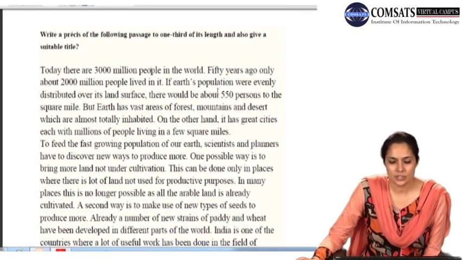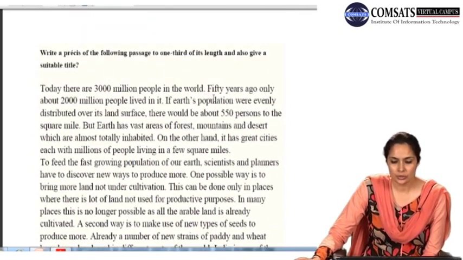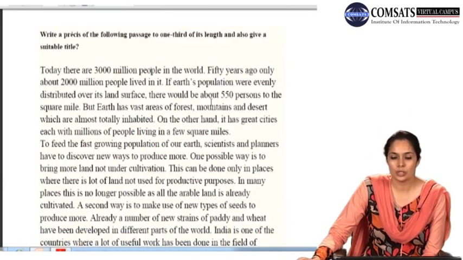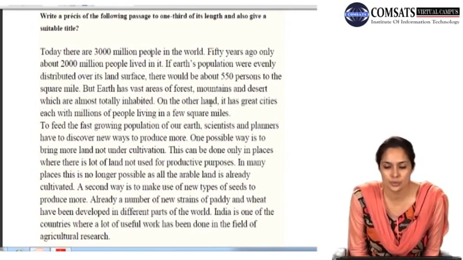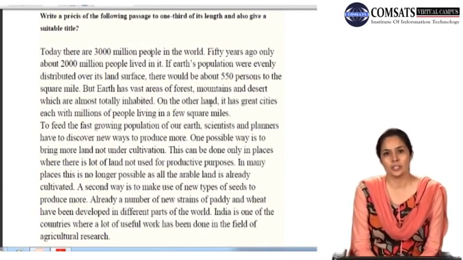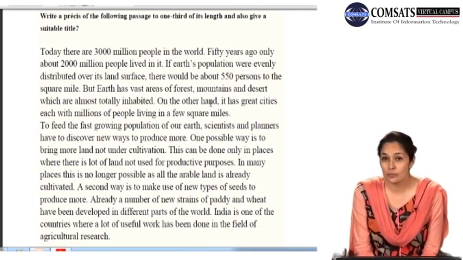Now here is another passage of more than 200 words, and we see that you have to change it into a smaller passage. Write a précis of the following passage to 1/3 of its length, and also give a suitable title. We'll go through this passage in a lot of detail.